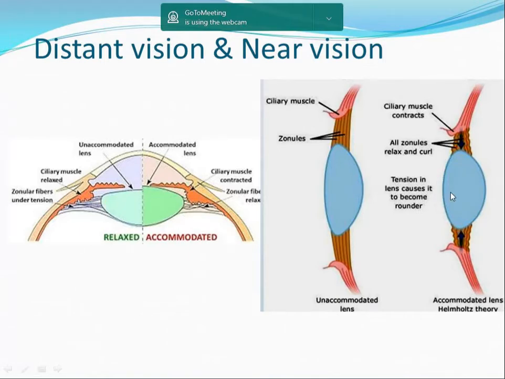This is called an accommodated lens, a lens in which the ciliary body is contracted, the suspensory ligaments are slack, and the lens becomes more convex. That is how we are able to see distant and near vision. This is for a normal emmetropic eye.